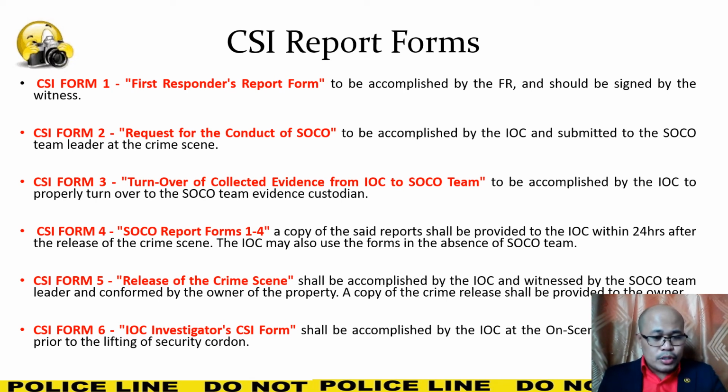CSI Form 5 is what manifests the release of the crime scene, which shall be accomplished by the investigator on case upon his order to release the crime scene after the processing. And finally, the CSI Form 6, which shall be accomplished by the investigator on case, detailing all the information acquired from the entire crime scene investigation.